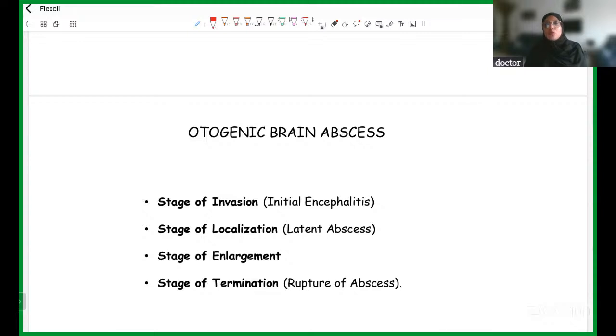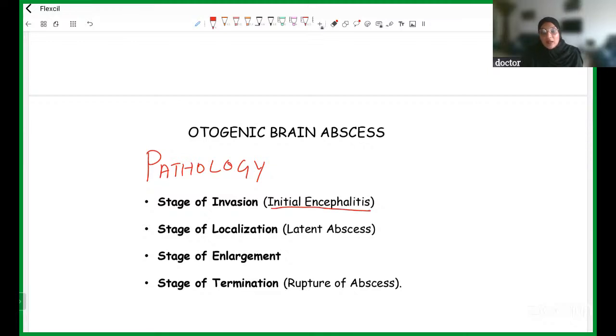So route of infection: it is direct extension from the middle ear infection through the tegmen tympani, or by retrograde thrombophlebitis. So cerebral abscess can also develop as a direct extension. Now, coming to pathology, this is more important. This is pathology. Stages of invasion. So first, it is initial encephalitis. It's known as initial encephalitis.